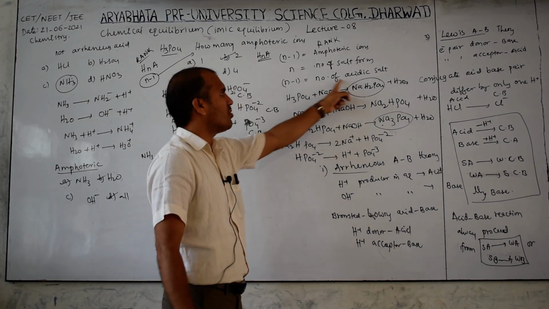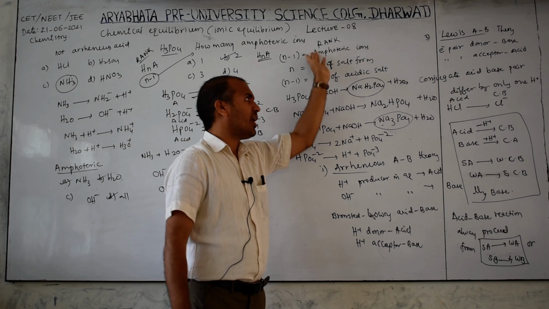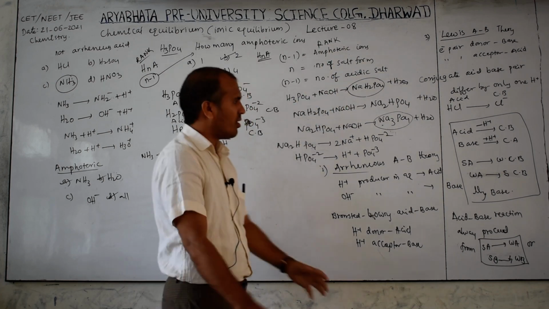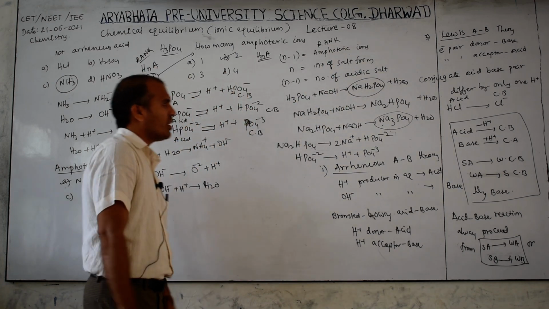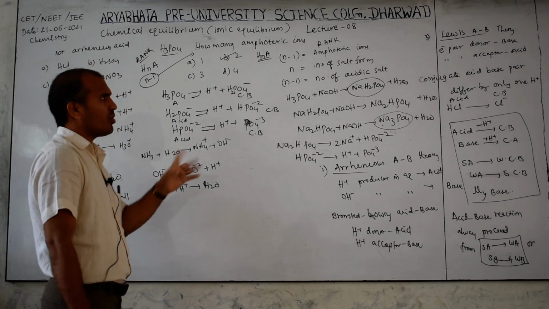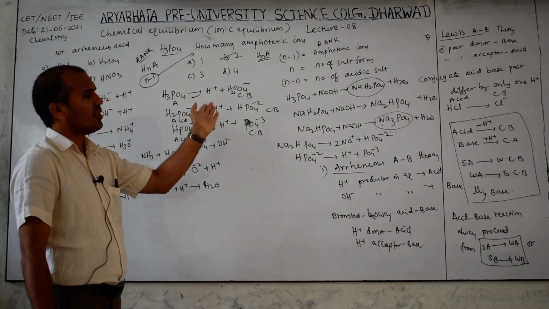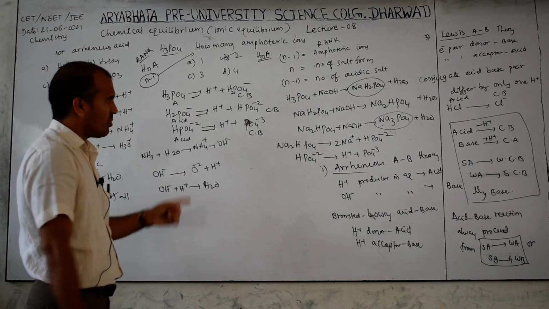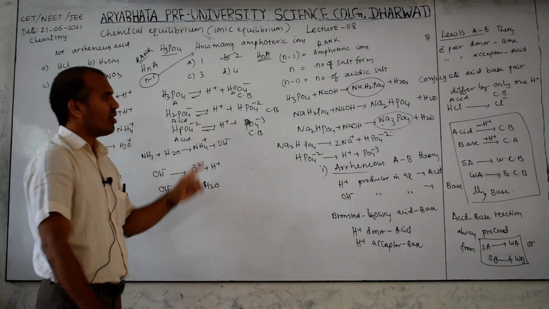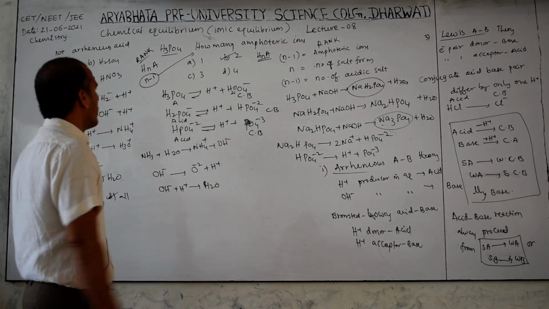The number of amphoteric ions is equal to the number of acidic salts. So this type of question will also be asked in competitive exams. So you have to remember it, and it is also useful in the salt hydrolysis concept, and also in buffer solutions. So you have to remember this concept.